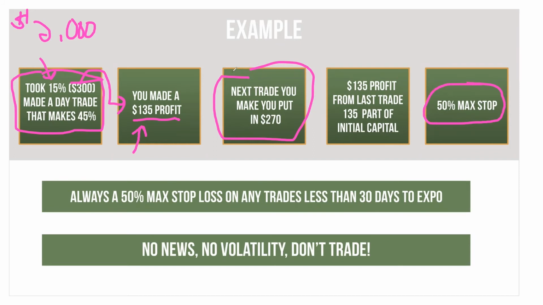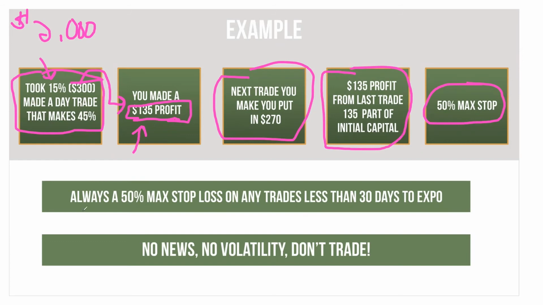So it's really important to utilize the profits to fuel that next trade. Now, obviously, if you just wanted to use that $135, you could do that. Your max stop loss is 50%, $135 times 0.5. You have a $67.50 stop loss there. So that's important to understand there. That's a really good way to grow your account by taking on lower risk. Now that $135 from the last trade was part of the initial capital, 50% max stop loss.